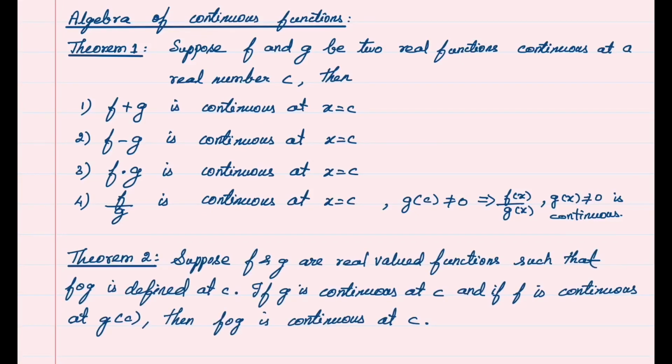Theorem 2. Suppose f and g are real valued functions such that f composite g is defined at c. If g is continuous at c and if f is continuous at g of c, then f composite g is continuous at c. We will learn this theorem without the proof. So, composition of two functions is also continuous at that point.